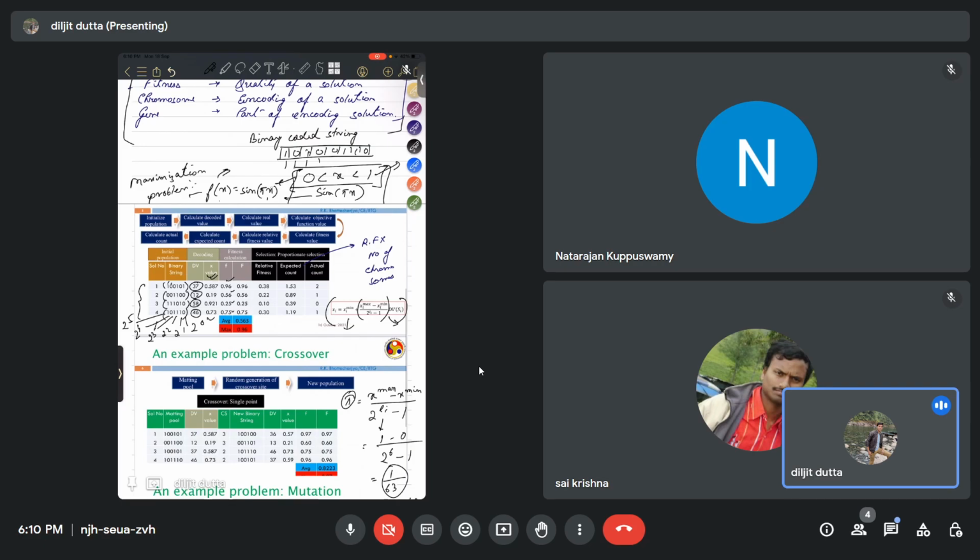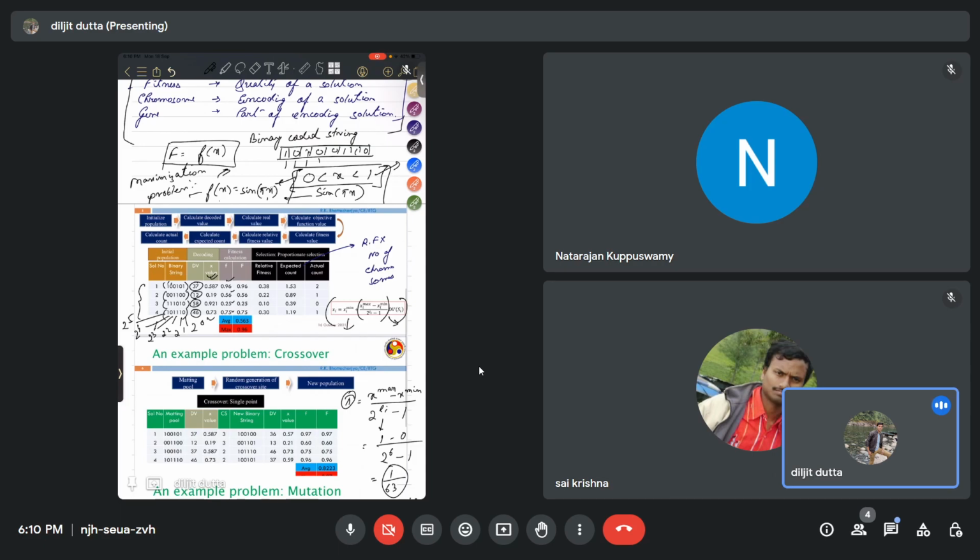Since it is a maximization problem, our function value will be equal to the fitness function. But as I told you in the last class, if we have a minimization problem, then our fitness function will be defined as 1 by f of x, because we always want to do maximization in the case of GA, since the genetic algorithm is designed in that way.